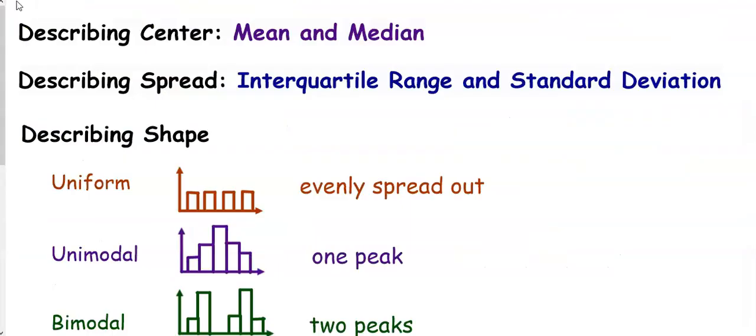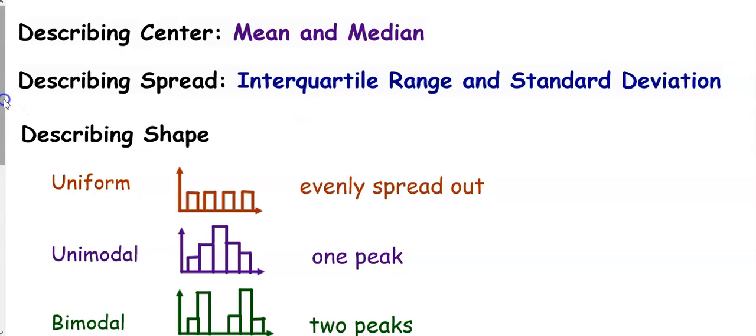So to summarize, when you're describing center, that's talking about the mean and the median. Those are measures for center. The median is more resistant to outliers, so the median would be a more appropriate measure for center if there are outliers. For describing spread, that's interquartile range and standard deviation. Interquartile range is less affected by outliers, so it's a more appropriate measure of spread if there are outliers.